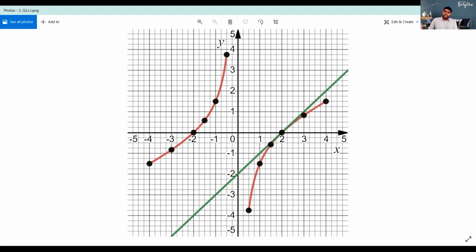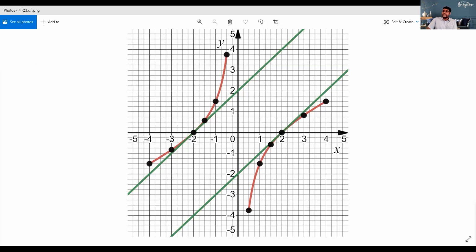Then children, in part 2, they're saying write down the gradient of the graph where x is equal to -2. If you look at x equals -2 and draw a tangent, you will see that these two tangents are parallel. Parallel means they have the same gradient. So at x equals -2 the gradient is also equal to 1, the same gradient you found for x equals 2.